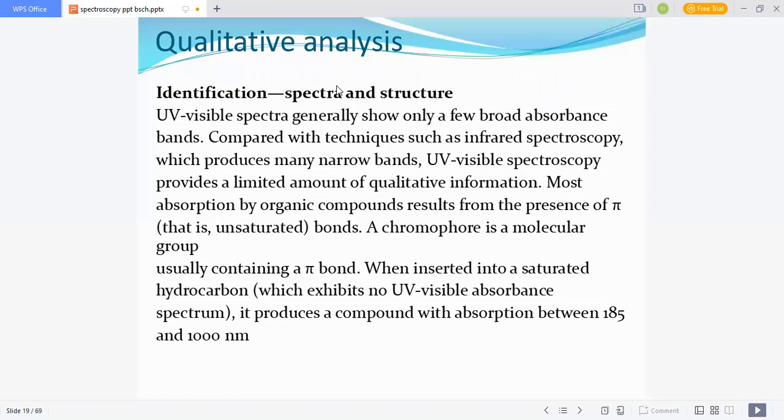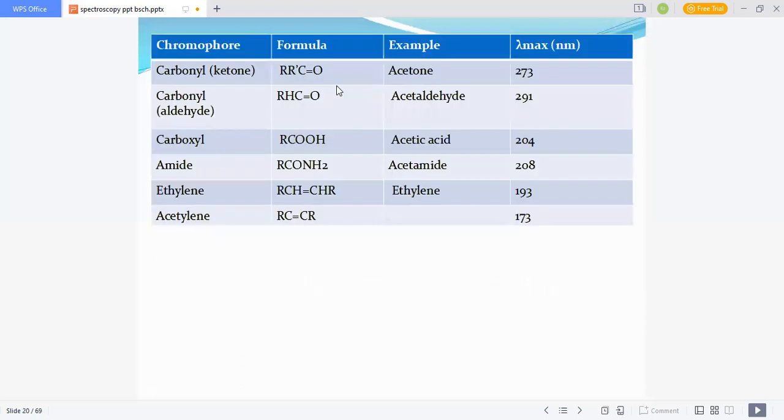Identification of spectra and structure. UV visible spectra generally show only a few broad absorbance bands. Compared with techniques such as infrared spectroscopy, which produces many narrow bands, UV visible spectroscopy provides a limited amount of qualitative information. Most absorptions by organic compounds result from the presence of pi, that is, unsaturated bonds. A chromophore is a molecular group, usually containing a pi bond. When inserted into a saturated hydrocarbon, which exhibits no UV visible absorption spectrum, it produces a compound with absorption between 185 and 1000 nanometers.